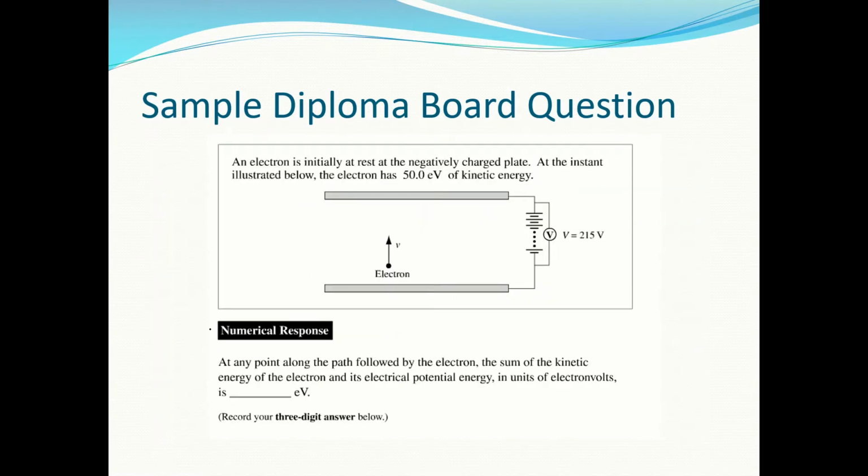An electron is initially at rest at a negatively charged plate. At the instant illustrated below, the electron has 50 electron volts of kinetic energy. At any point along the path, the sum of the kinetic energy of the electron and its electric potential energy will be, okay, this one's tricky as well. So at the instant illustrated below, this has 50 electron volts of kinetic energy.